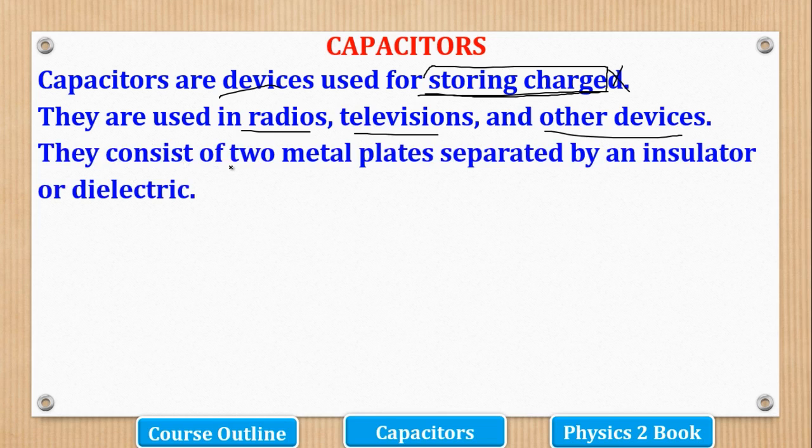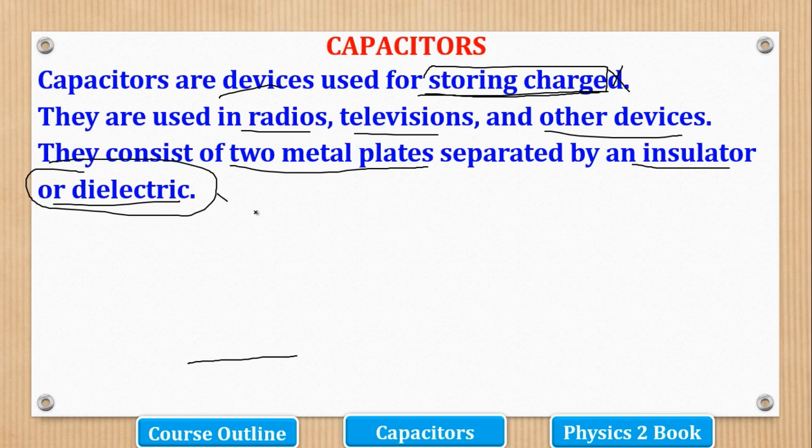And here they consist of 2 metal plates separated by an insulator called a dielectric. I think you saw in the part of calculations, the last part was about dielectrics. So that's why I shall concentrate more on what a dielectric is. But for now, just know that it is an insulator.